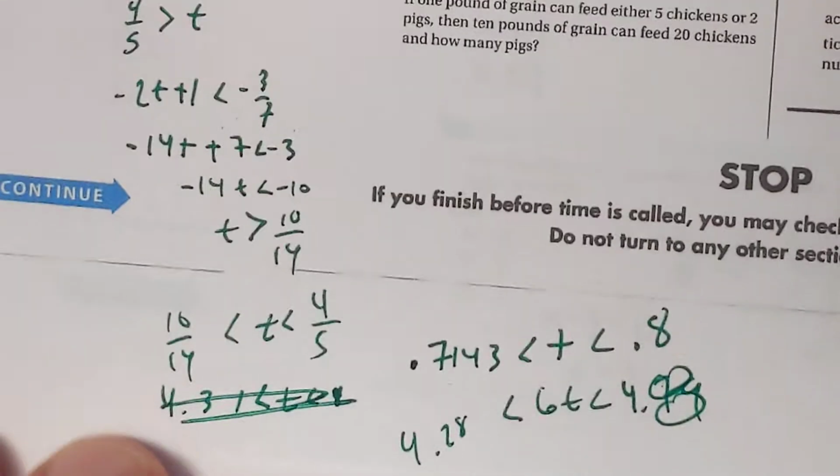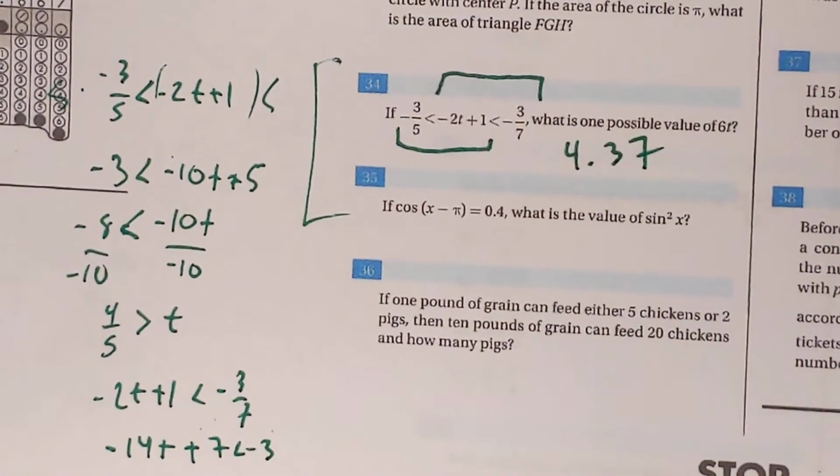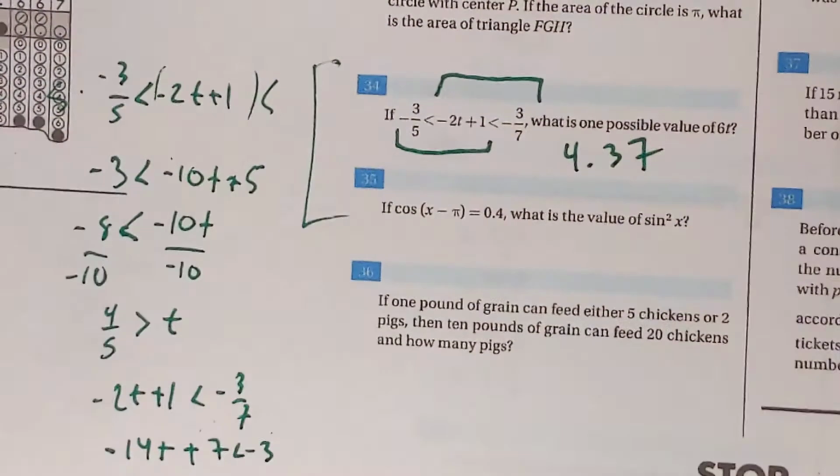Okay, so literally you can write in any number, 4.37 if you wanted. 4.37 is between 4.28 and 4.8. You just literally type in or write in any number because it's one of those grid in answers.